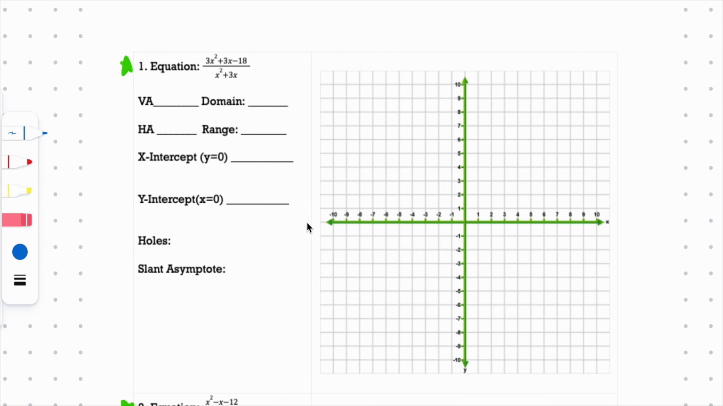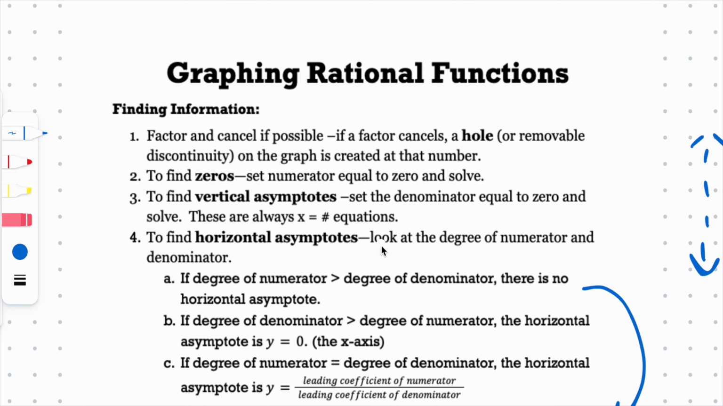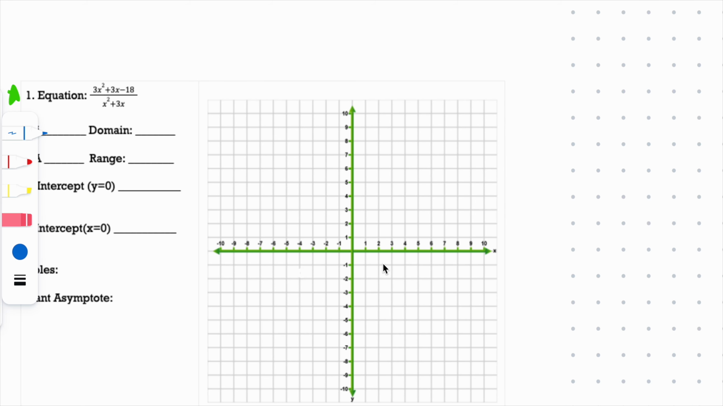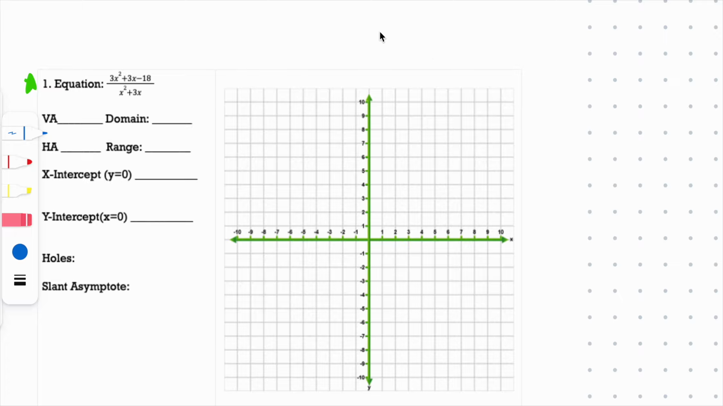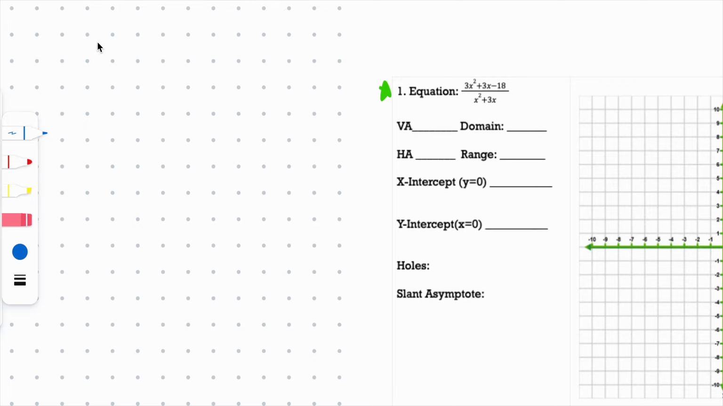The first thing we want to do is factor. I'm going to factor this function, which I'll call f of x. How we factor this: we have 3x squared plus 3x minus 18.